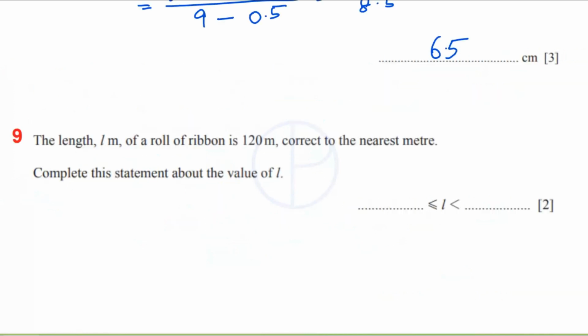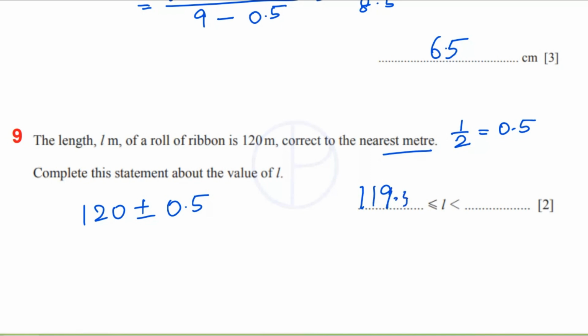The next question is the length L meter of a roll of ribbon is 120 meter, correct to the nearest meter. So 1 divided by 2, which is equal to 0.5. So 120 plus or minus 0.5. So what is the lower bound? 120 minus 0.5, which is 119.5. And upper bound is 120 plus 0.5, 120.5.